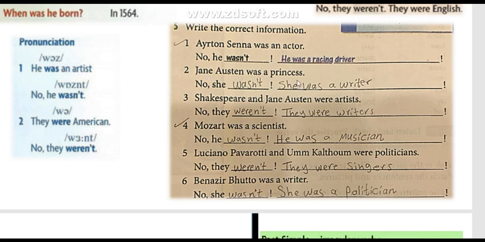Jane Austen was a princess. No, she wasn't. Actually, she was a writer. Shakespeare and Jane Austen were artists. No, they weren't. They were writers. As we say, wasn't is the negative of was, weren't is the negative of were. Mozart was a scientist. No, he wasn't. He was a musician. Luciano Pavarotti and Umm Kulthum were politicians. No, they weren't. They were singers.